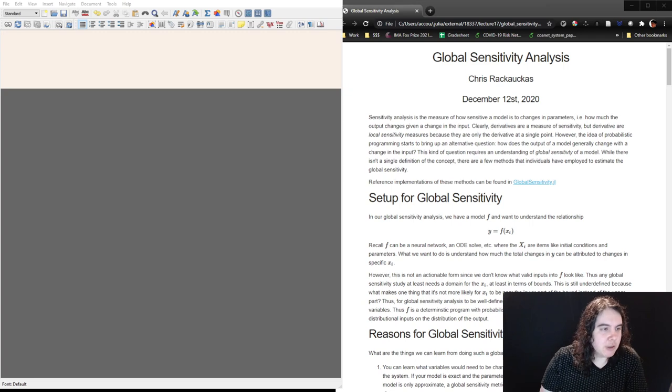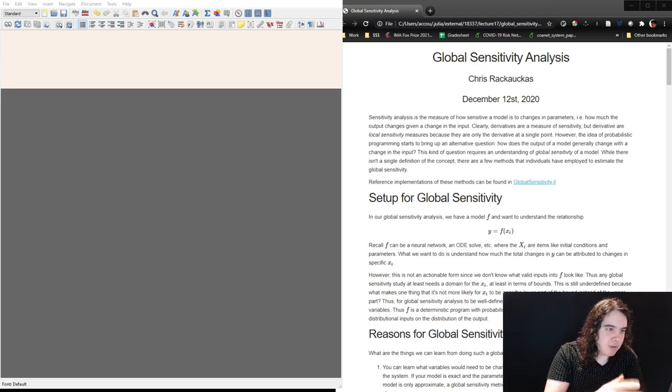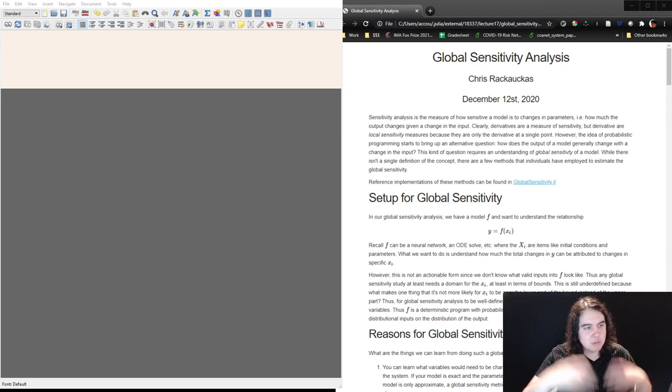Because the gradients tell you what happens at a specific point, right? So at parameters P, you get the gradient, and that tells you the output will be changing with respect to the parameters like this. But how do you do this in a more general sense? And that's what global sensitivity analysis is all about.